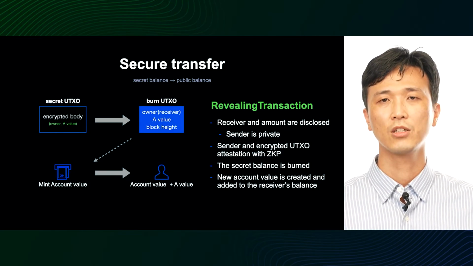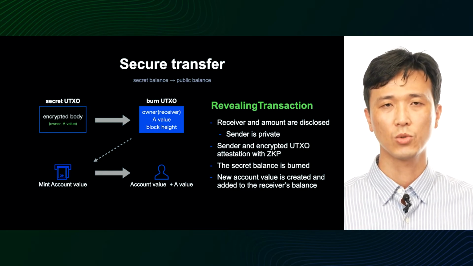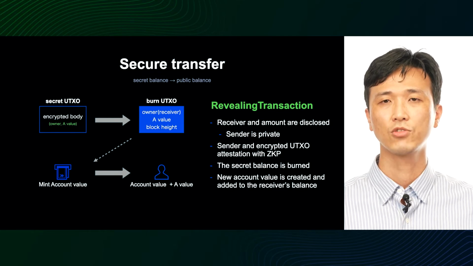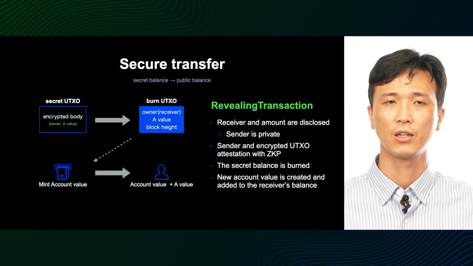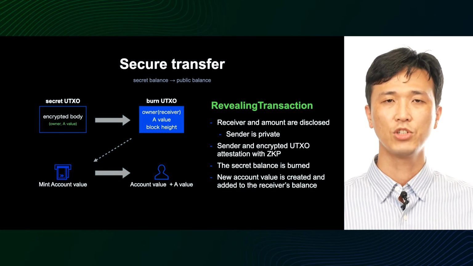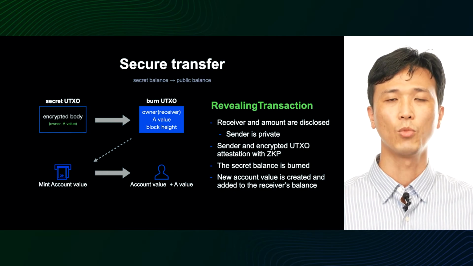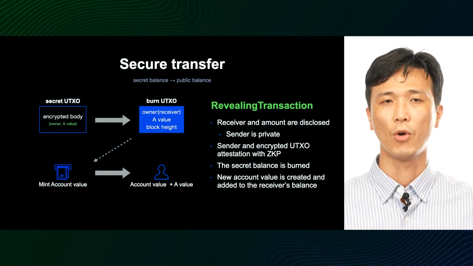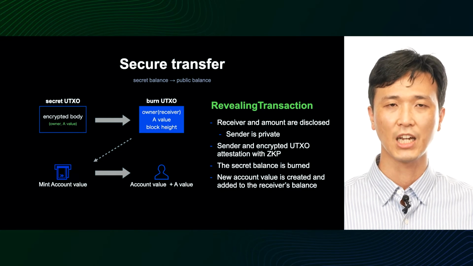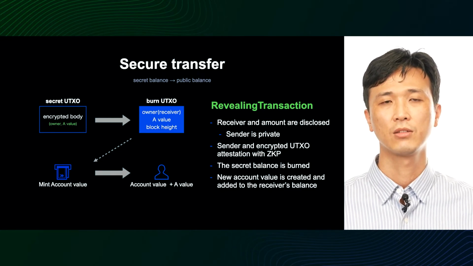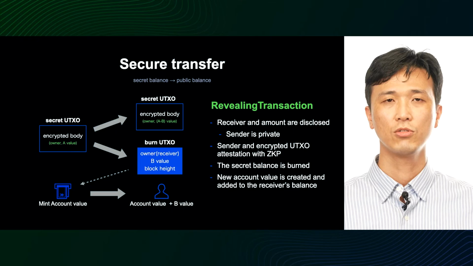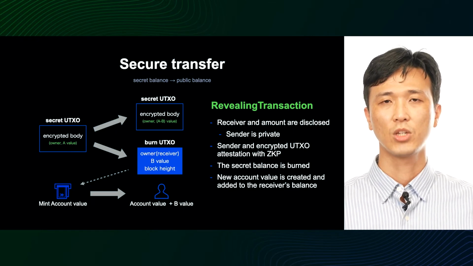If it is known to be a normal revealing transaction, a burned UTXO is created and burned, and the transaction amount is added to the public balance, and the public balance is created by the amount and added to the public balance of the recipient. However, in the case of a transaction that transfers the entire balance of an input secret UTXO, the burned UTXO is disclosed, so the balance can be inferred.